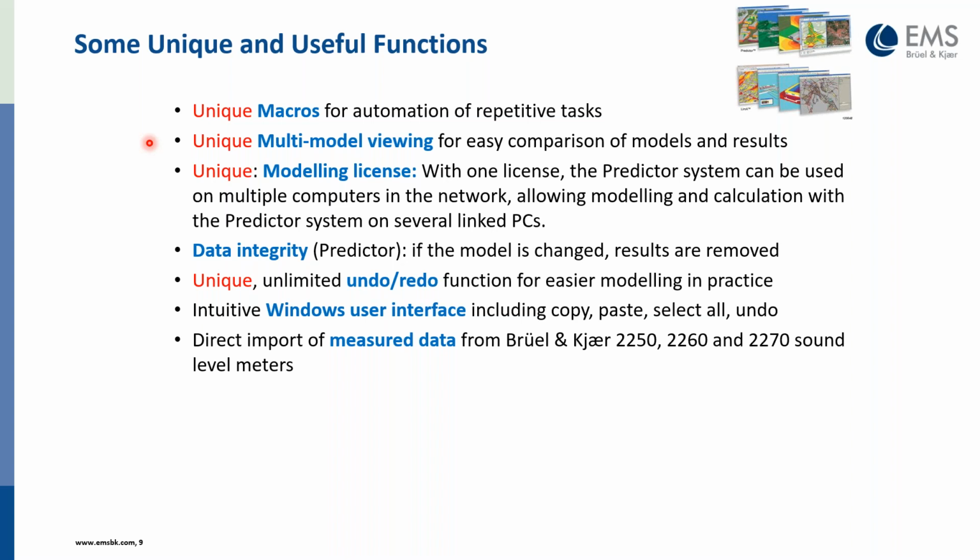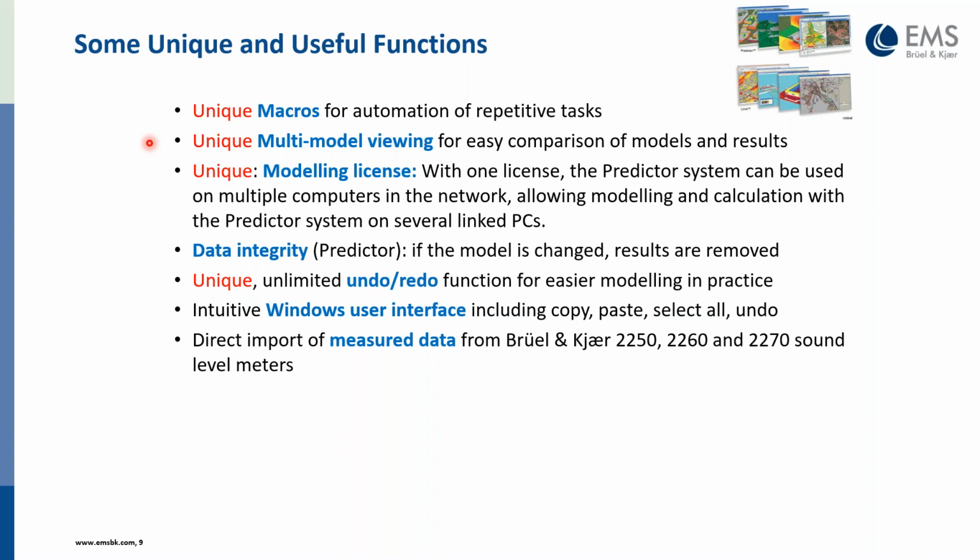And also unique to Predictor is the modeling license. With one licensing dongle, you can use the Predictor system on a range of multiple computers in your network. That allows you to model on each of these computers, and then transfer the calculation load to the computer which has the license and the dongle installed on it, so that you can work on the Predictor system on several linked PCs without having to pay extra for additional users. If you want more calculation power, then of course you need to pay for that.